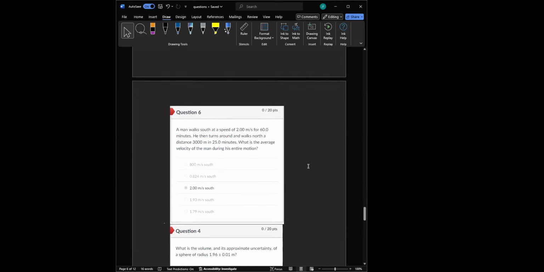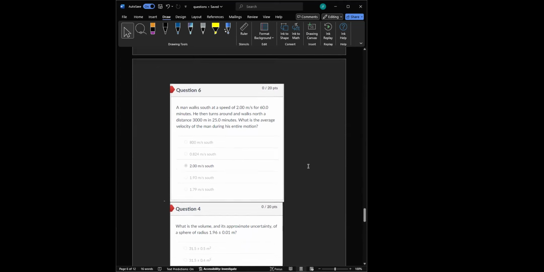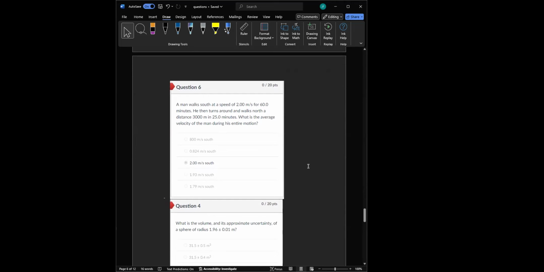2 meters per second for 60 minutes. He then turns around and walks north a distance of 3,000 meters in 25 minutes. Okay, so this is just like the problem I did in class. Remember average velocity, no matter what you've read about averages and what you've learned about doing averages with your scores and all that stuff, ignore all that. The average velocity has a very specific definition, and it's the displacement divided by the time taken.